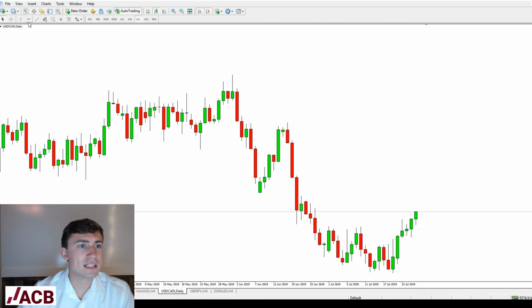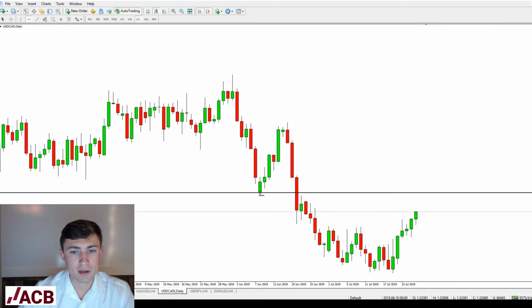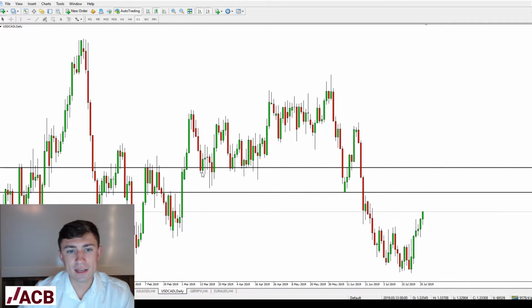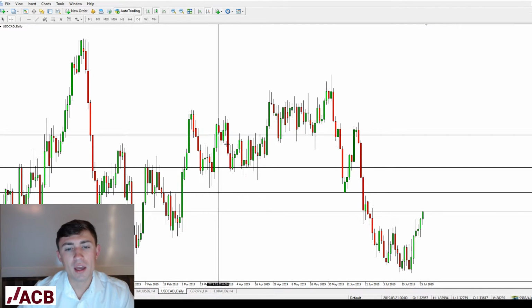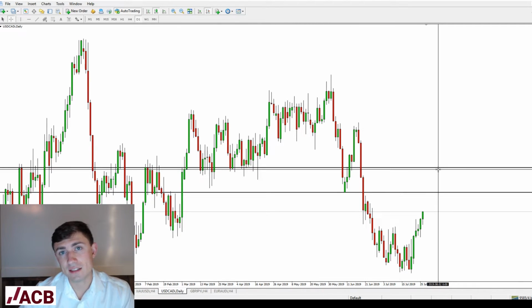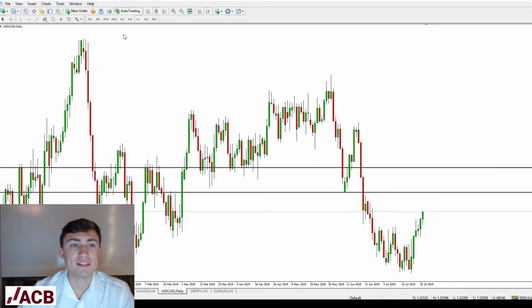Now notice this level right around this area here, as well as this area right here. What you can see is that in this area, we've had multiple reactions to price reaching this area. So as price came up into this zone or down into the zone, we found buyer support. Now potentially, as price comes up into this area, we may see seller reaction.